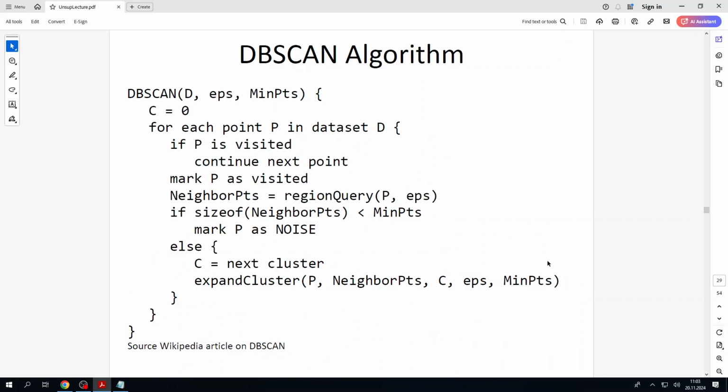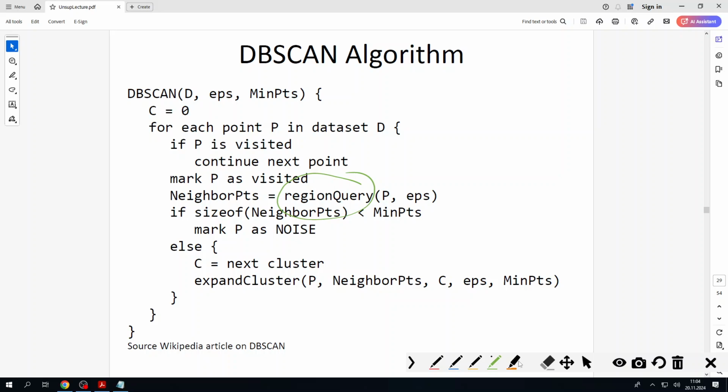So the algorithm itself can be programmed somehow like this, not really sure which kind of language it is. It's some kind of pseudo language probably, but maybe not. At least it's not Python, not C. And then we can say that the idea is quite simple. You go through each of the points and check if you have visited this point before. If you have, then you go to the next point. If you haven't, then you mark that you have visited this point now, and then you evaluate to which region, to which epsilon distance it actually belongs.